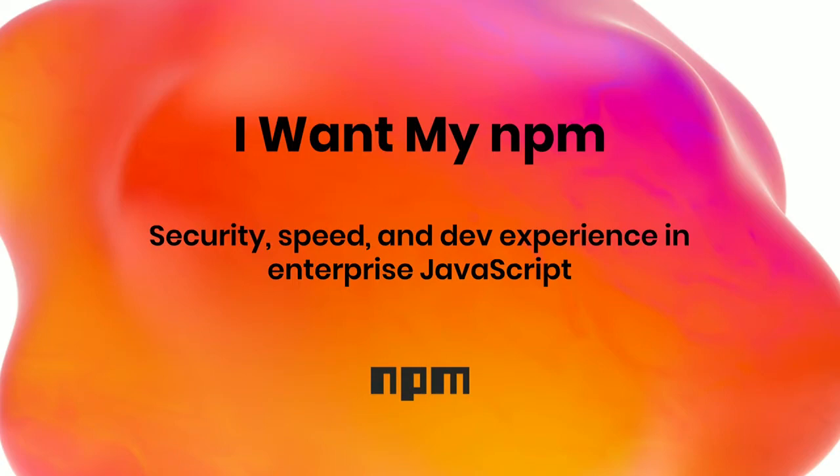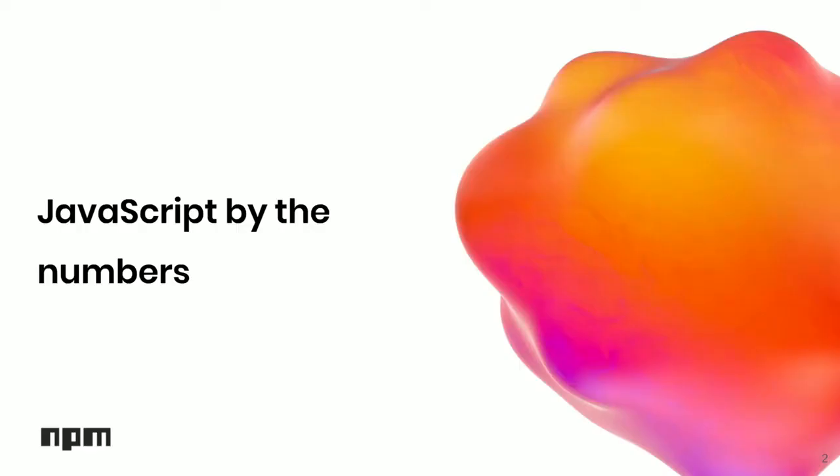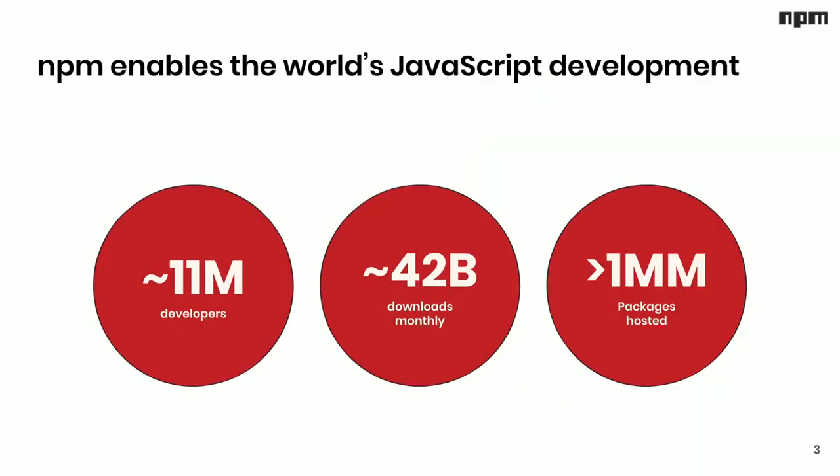Great, thanks. Most popular programming language. And it's really interesting when you start to dig into some of the numbers around it. When you look at just the way people use NPM with JavaScript, you can see that there's 11 million developers. There's 42 billion downloads per month from the NPM Public Registry. And we just recently passed the 1 million package threshold for packages hosted on the Public Registry.